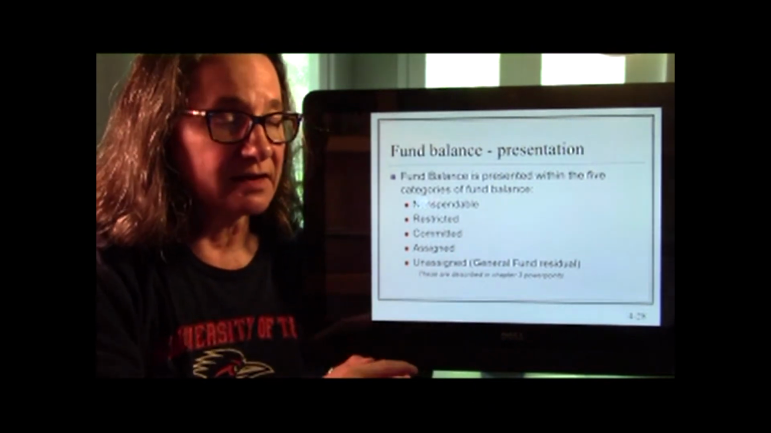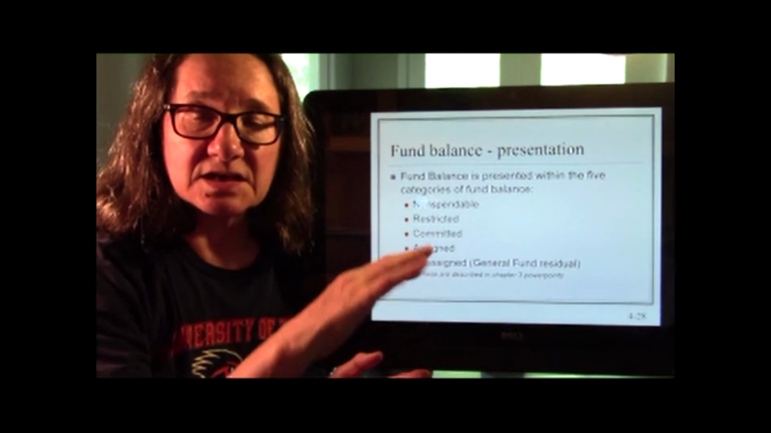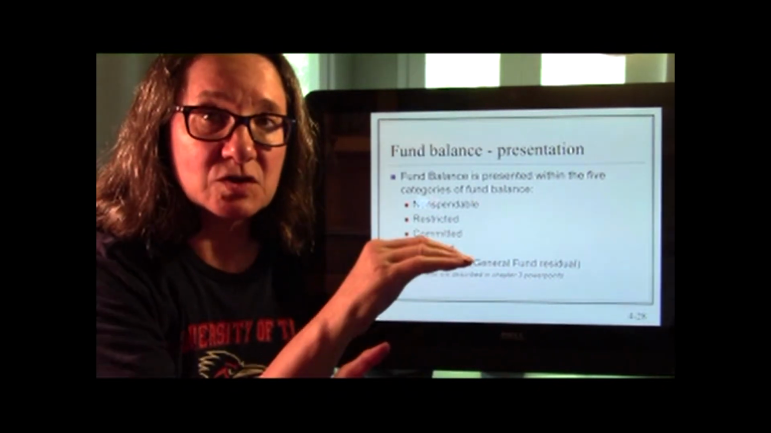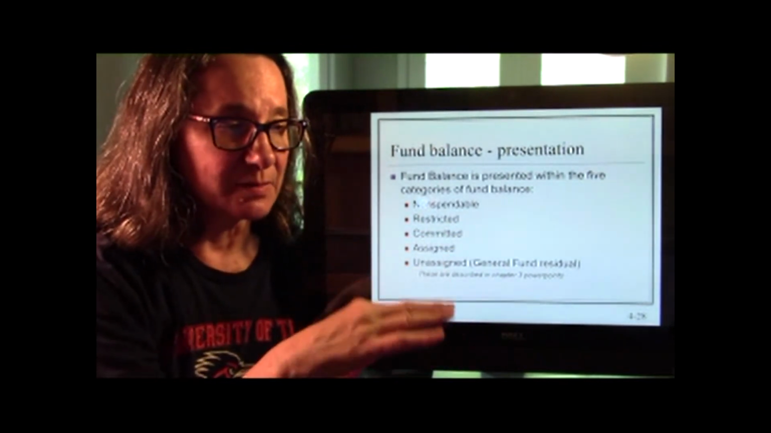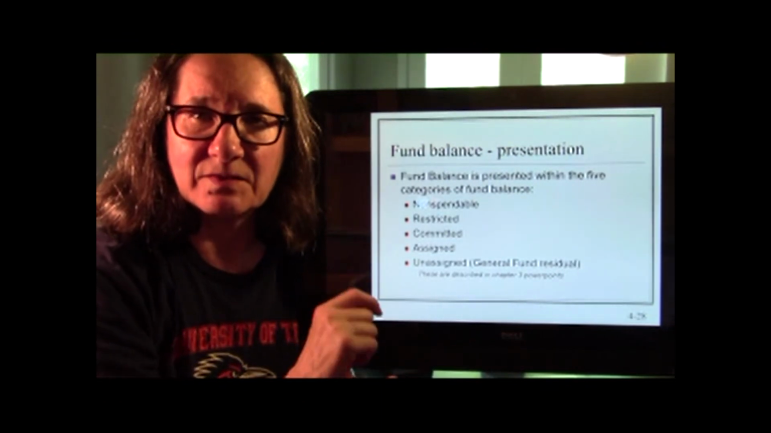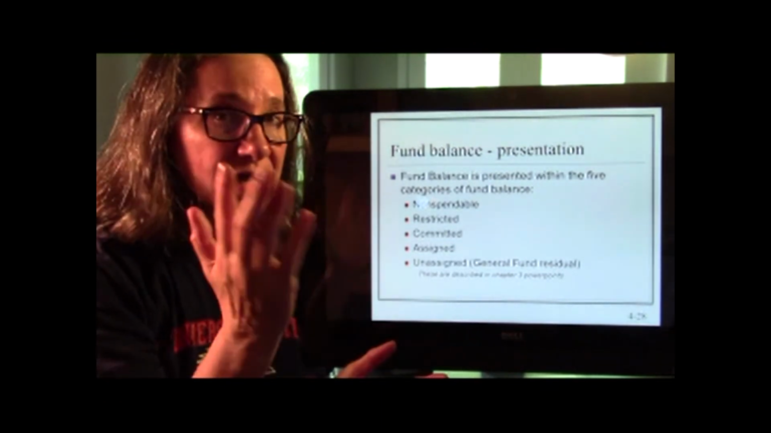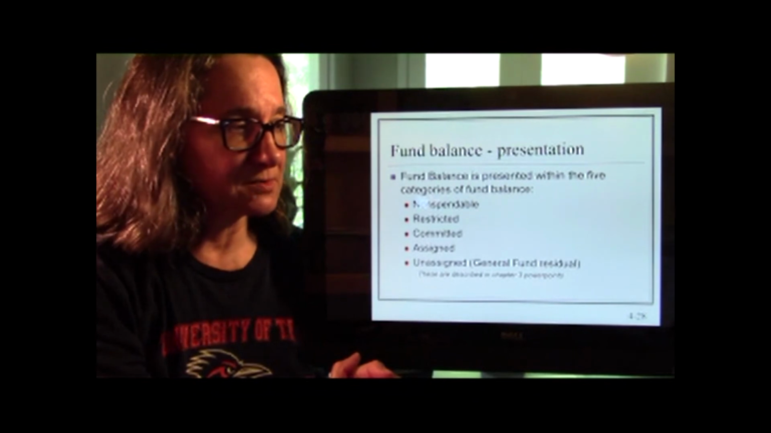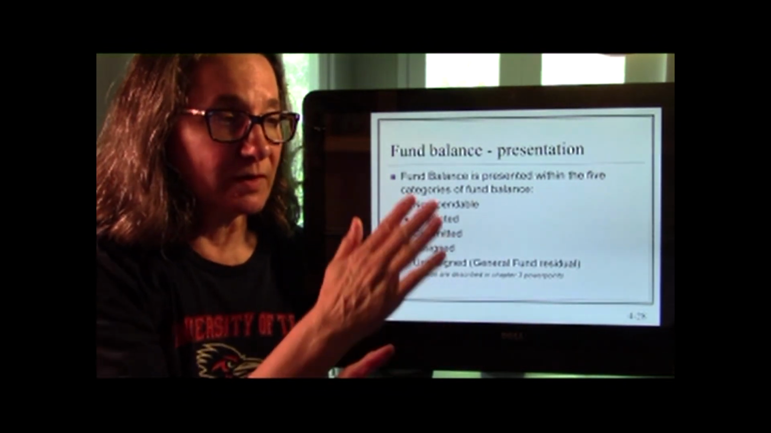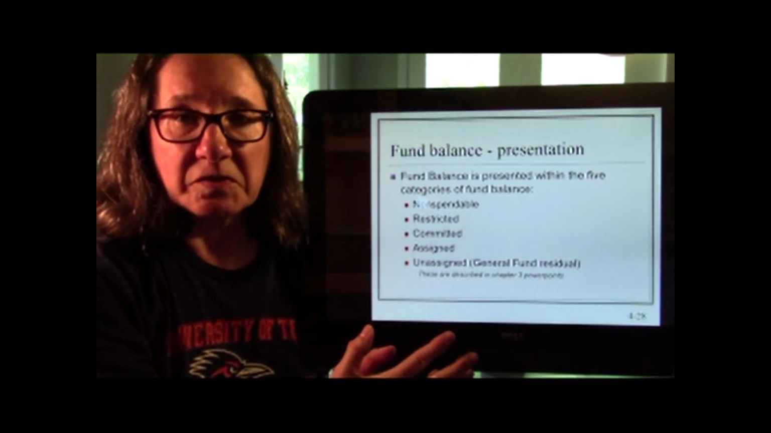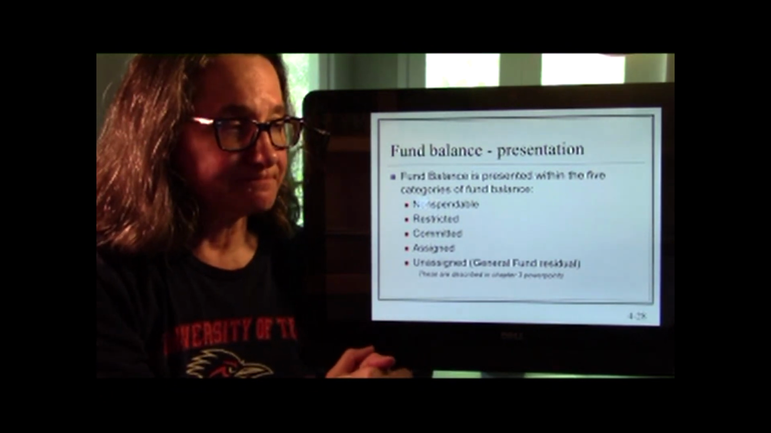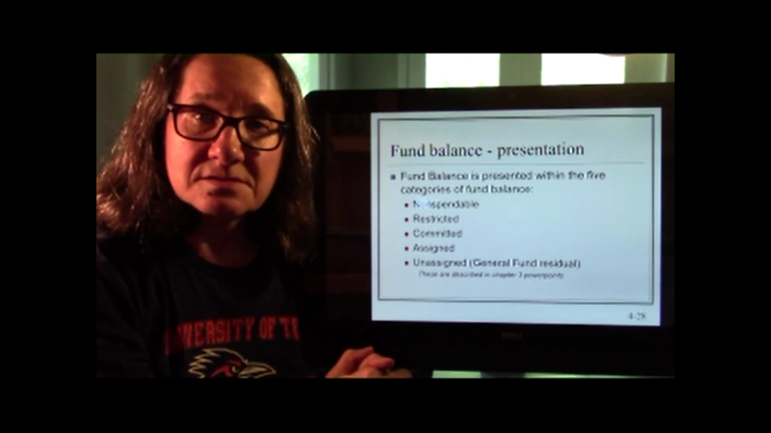Committed and assigned, the government itself has said I've committed them. They can't be used for anything else. I've assigned them. I've said I'm going to use this. I haven't actually ordered the thing, but I've said I'm going to use it. And unassigned is it's just out there for whatever use. And in reality, you've been tracking these different categories all along, but we're not going to do that in this chapter. All right. Go do some homework.